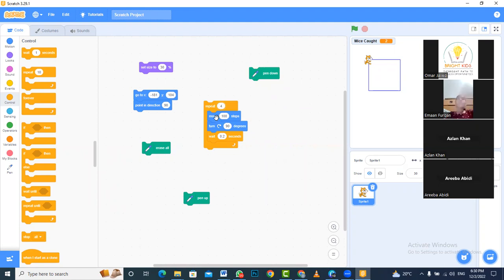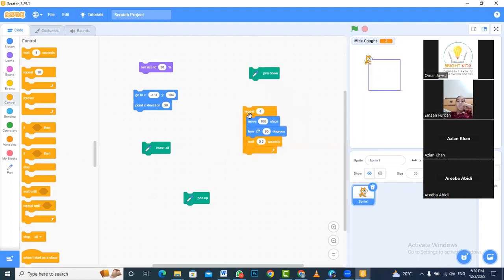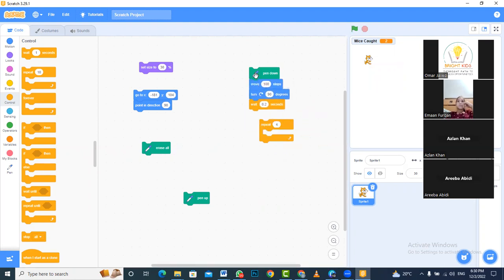So this way it would draw 1 line. Then it repeats the process a second time, a third time, and a fourth time. So this is going to do the same thing. This one step. Let me show you what this one step is. This one step is like this one.